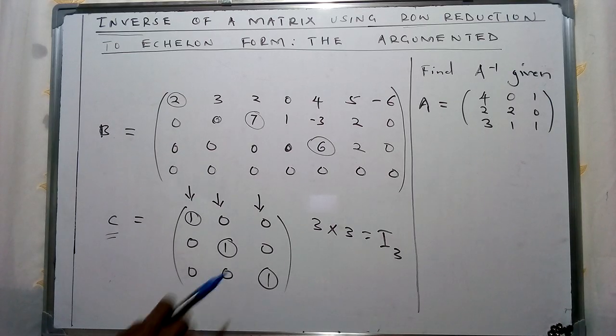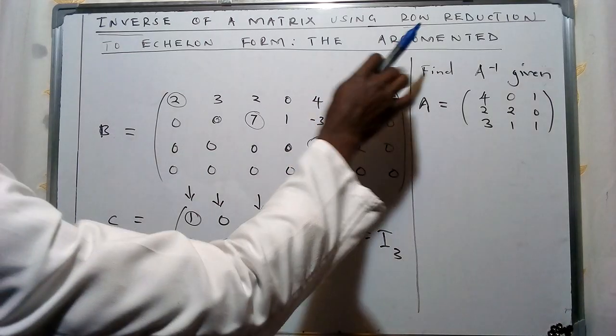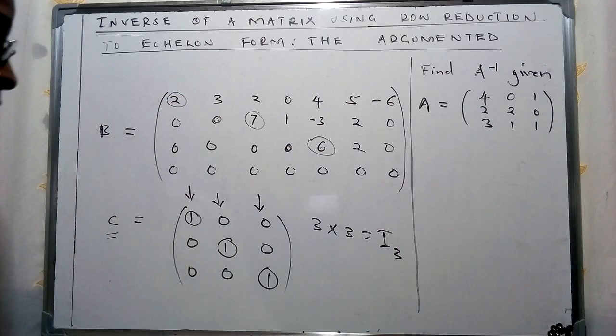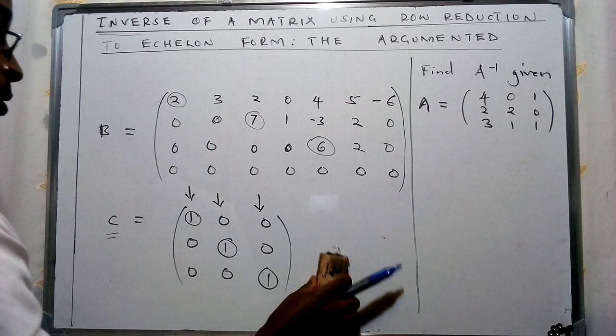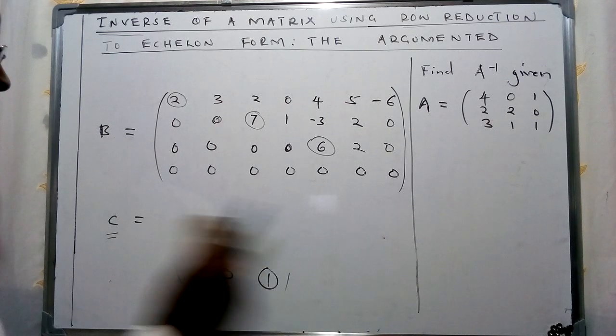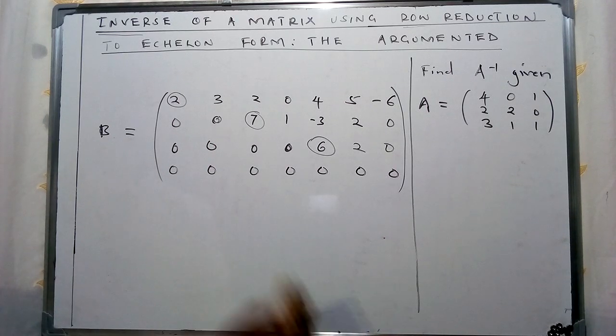Now, therefore, we can give this C as a row reduced echelon form. And this is one of the ideas that is going to assist us in following this particular procedure. And the matrix C, which I looked at in our last part, is going to form what we refer to as an identity.